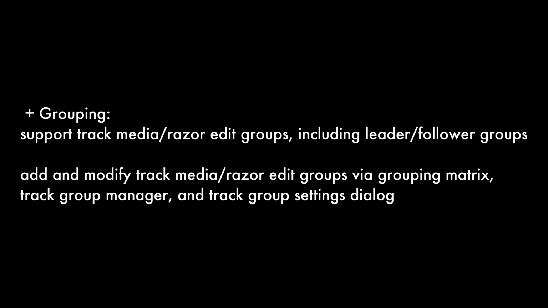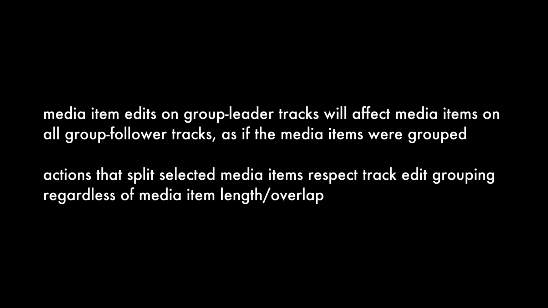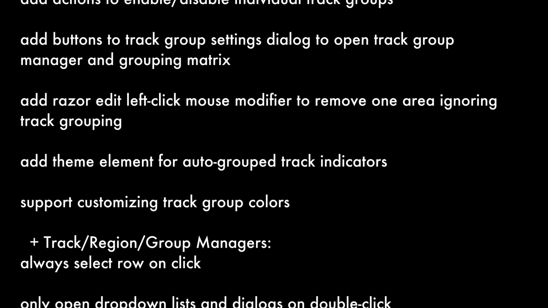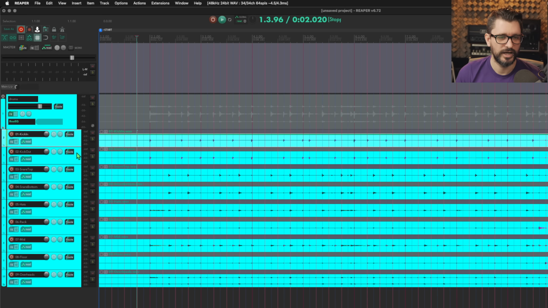Grouping. Support track media razor edit groups, including lead follower groups. Add and modify track media razor edit groups via grouping matrix, track group manager, and track group setting dialog. Media item edits on group leader tracks will affect media items on all group follower tracks as if the media items were grouped. Actions that split selected media items respect track edit grouping regardless of media item length or overlap. Razor edits on group leader tracks will be mirrored on all group follower tracks, and many other changelog items relevant to this. So we're going to grab some tracks here and let's group them.